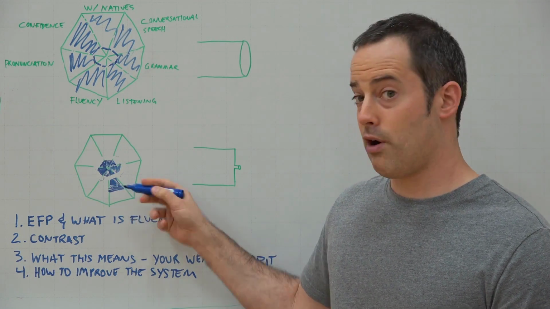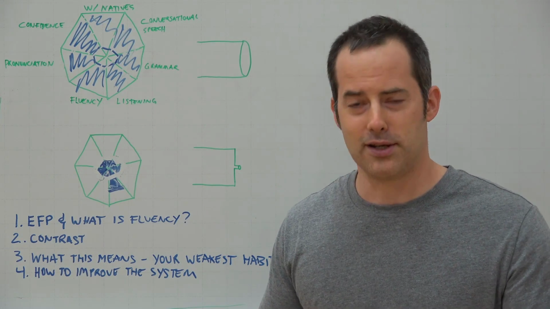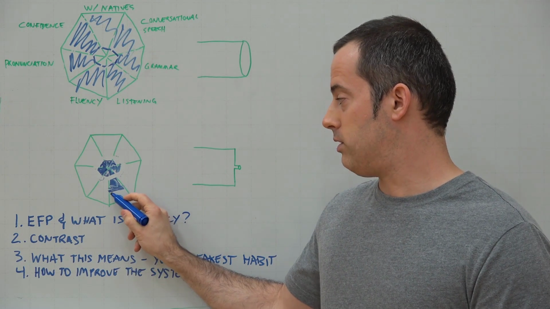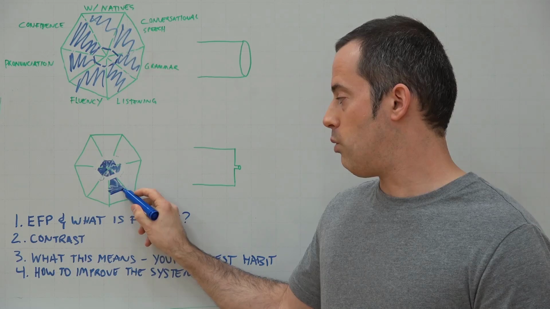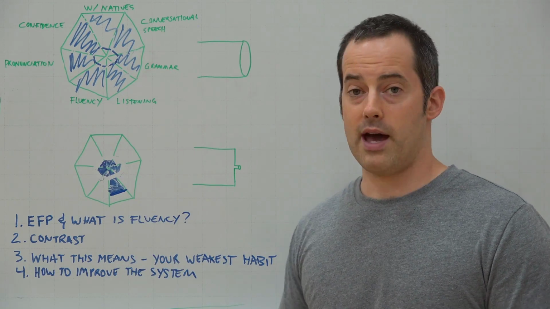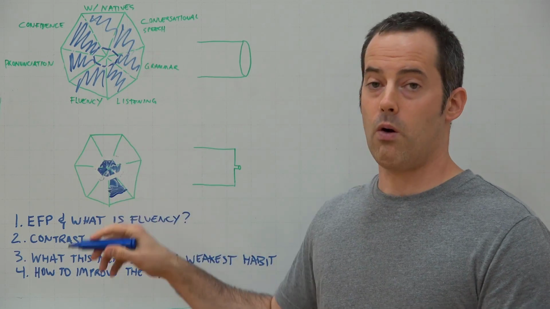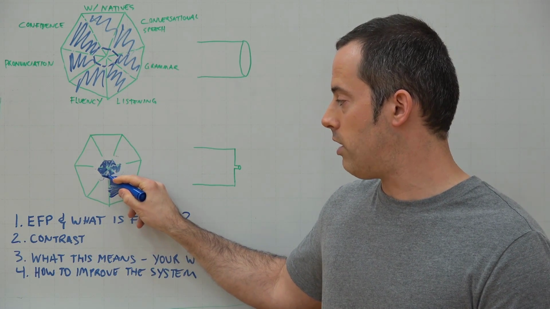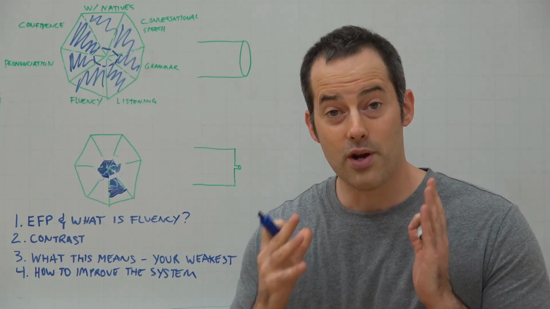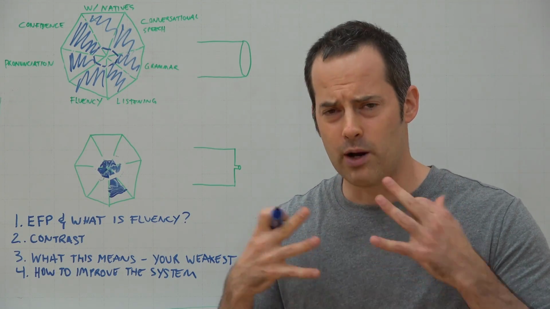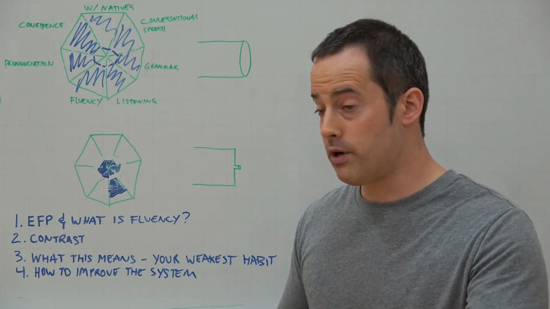Now, this is a really interesting idea because it shows you that most people want to work on something that they're already good at. So people tend to work on the things they're already good at. You know, students are already good at listening, so they want to watch more videos or something like that and just develop their listening more. But this isn't actually improving their overall fluency because they're still stuck down here at the level of their weakest habit.